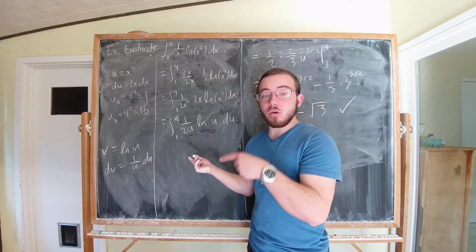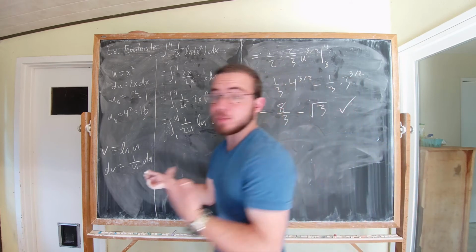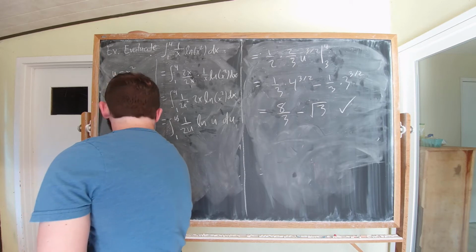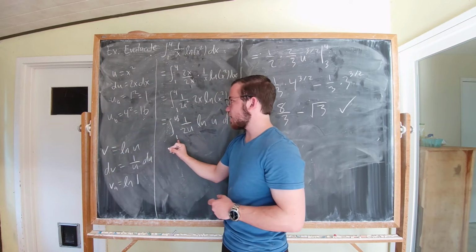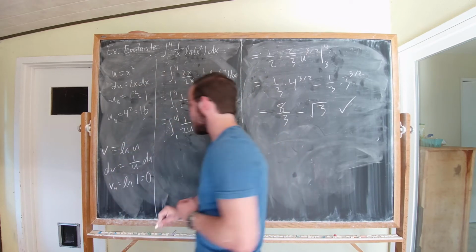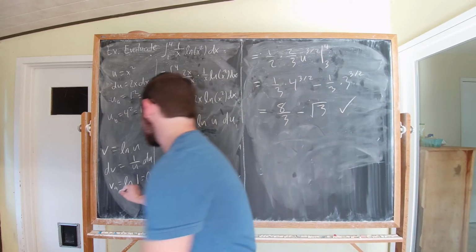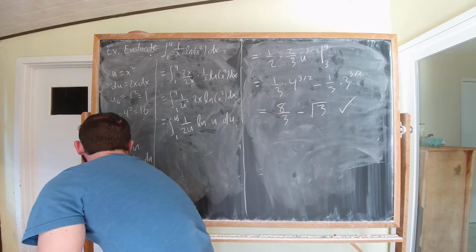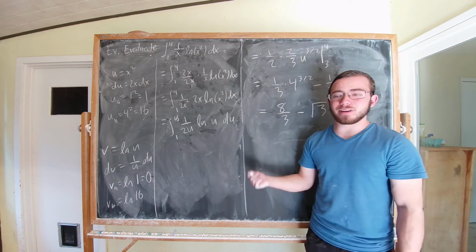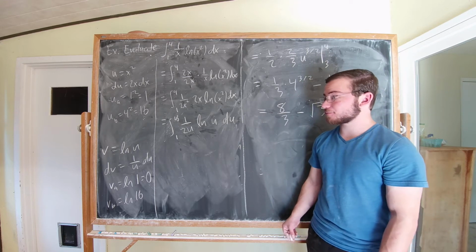Well, what would our new upper and lower bounds be in v world? Since we're shifting from u world to v world, we have to change the bounds again. va would be the natural log of ua, natural log of 1. Natural log of 1 is 0. Standard property of natural logarithms. vb would be the natural log of 16. You could simplify that as like 4 times the natural log of 2 if you wanted. I don't particularly care. Works out the same.